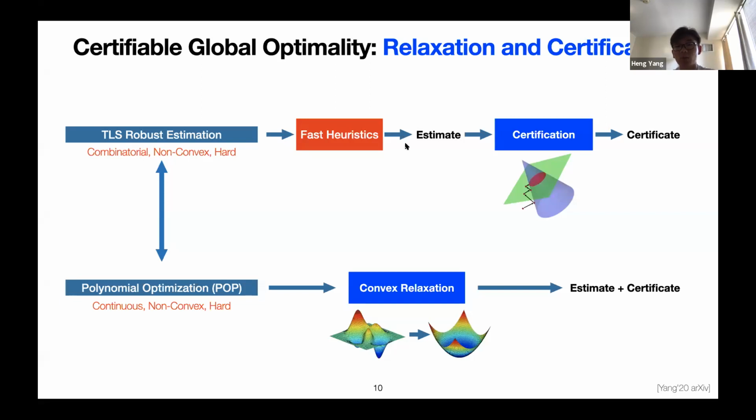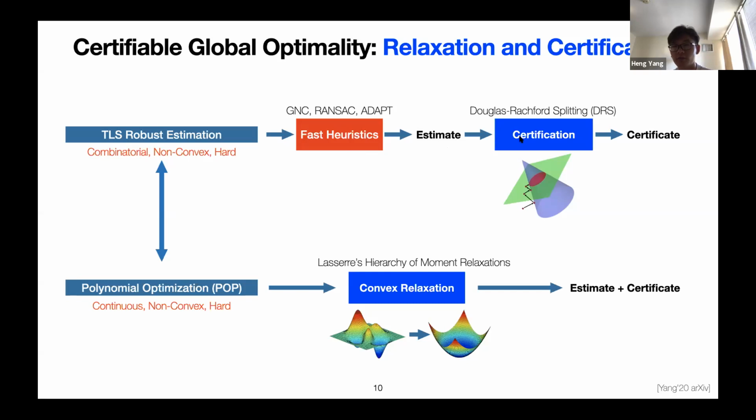More specifically, what tools are we going to use to design a convex relaxation and certification of any estimate? These already exist in the optimization literature. For convex relaxation, we can use Lasserre's hierarchy of moment relaxations, which has great similarity with SDP relaxation or relaxation of QCQPs, but it's a more powerful hammer that can deal with more general polynomial optimization problems. And for the fast heuristics, we already have them. We have GNC, RANSAC, and ADAPT, all these fast heuristics that perform really well in practice.